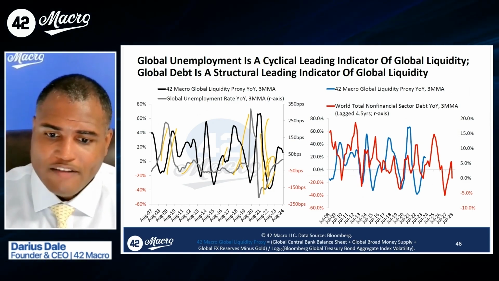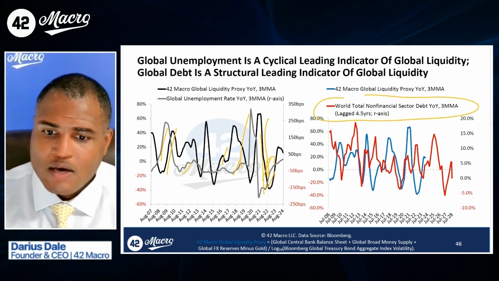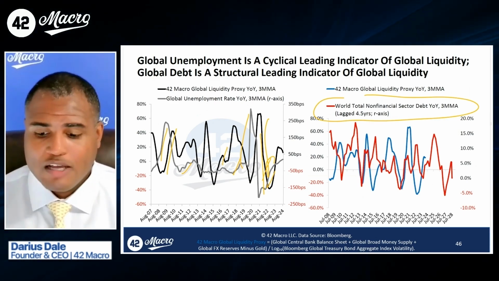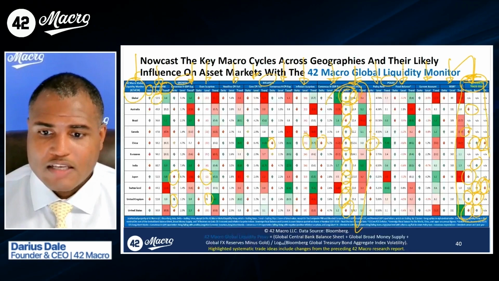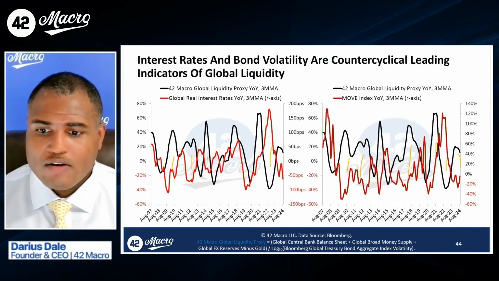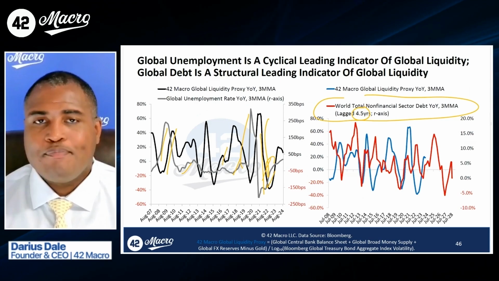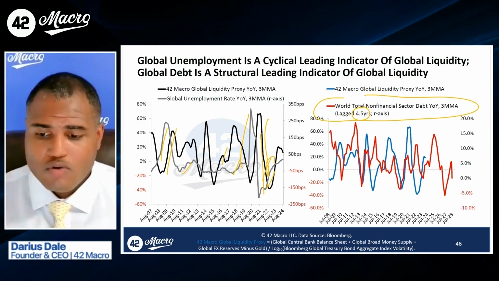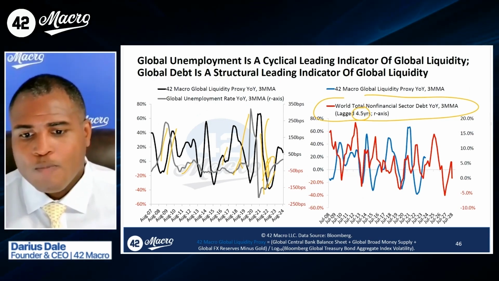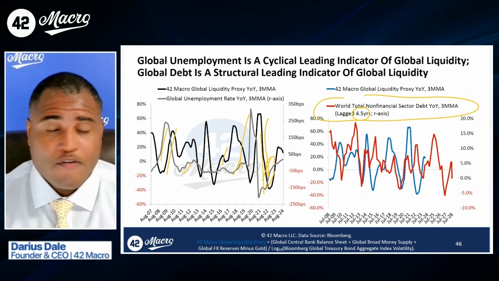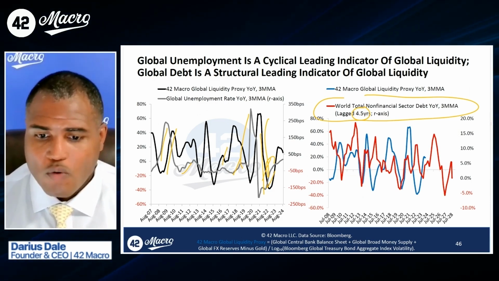We arrived at a similar conclusion with our own math. We found that the total non-financial sector debt, remember we talked about the refinancing air pockets earlier, the year-over-year rate of change of this time series on a 4.5 year lag has the best fit across hundreds of US and global economic time series in terms of explaining the liquidity cycle. Now, it's not a perfect one-to-one correlation.